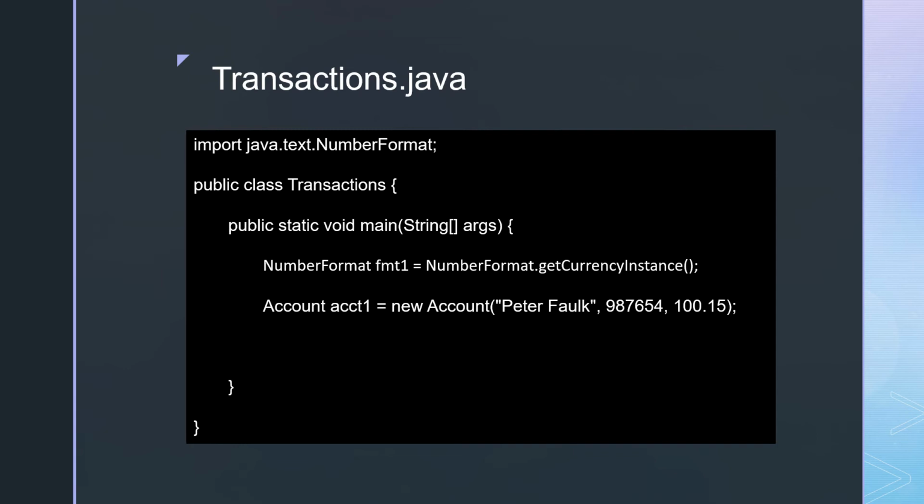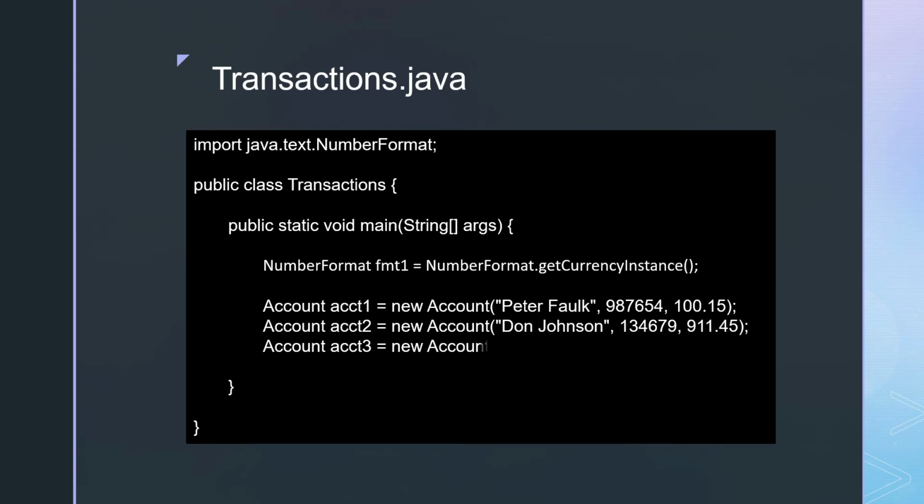So we should have account ACCT1 equals new account, and then Peter Falk, comma, 987654, comma, $100.15. Account ACCT2 equals new account Don Johnson, comma, 134679, $911.45. Account ACCT3 equals new account Carrie Elwes, 654123, $325.62.